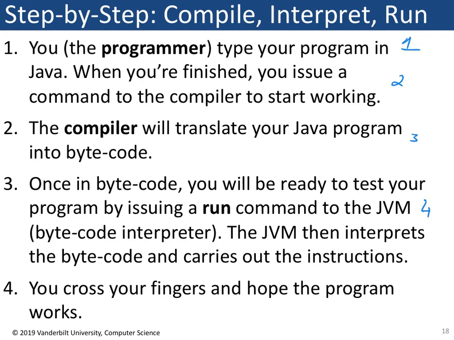Once the program is compiled into bytecode, you'll issue a run command to the JVM. The JVM will interpret the bytecode and carry out the instructions on the processor. So there's a pretty important word built in there, which is interpret. That's the job of the JVM. The Java virtual machine interprets the bytecode into machine code for the specific machine on which it is running.